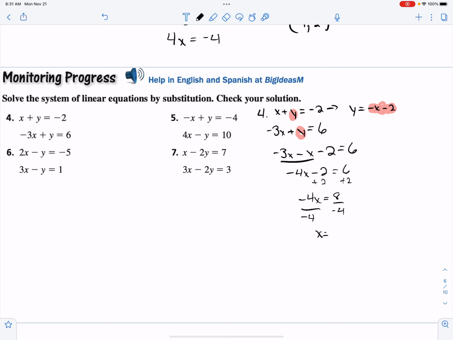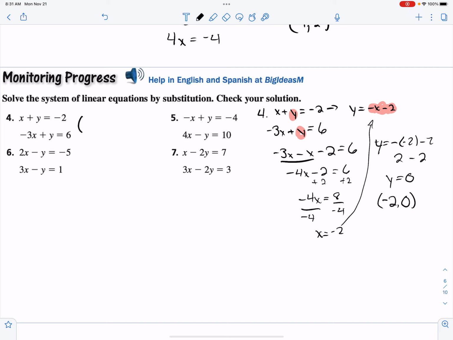And I get x equals negative 2. I can go ahead and plug that in. Watch your double negatives here. So I have y equals negative, I plug in negative 2 minus 2. That's a lot of negatives. That becomes positive 2 though. So I get 2 minus 2 and I get y equals 0. So for number 4, I get negative 2, comma 0.